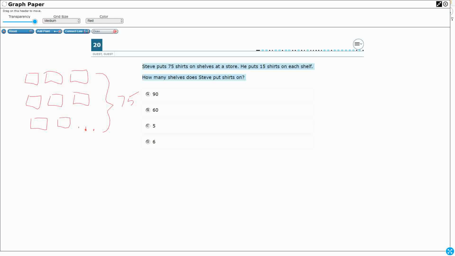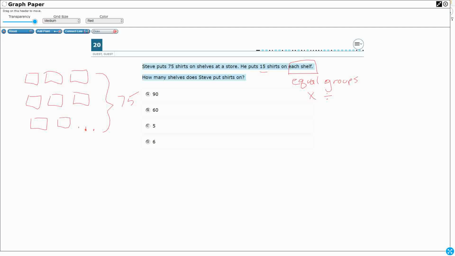And then I want to put 15 shirts on each shelf. So when I've got each shelf right there, that lets me know that we are dealing with equal groups. When you get the same number, in this case it's 15, the same number on each shelf, that lets you know we're dealing with equal groups. So that is our biggest clue that we're dealing with either multiplication or division. It could be either one because they're inverse operations.